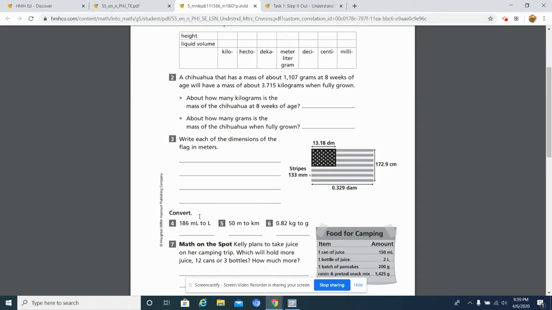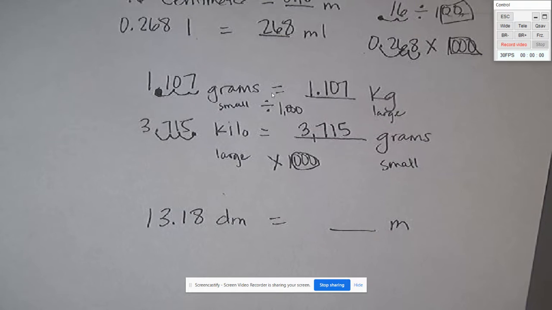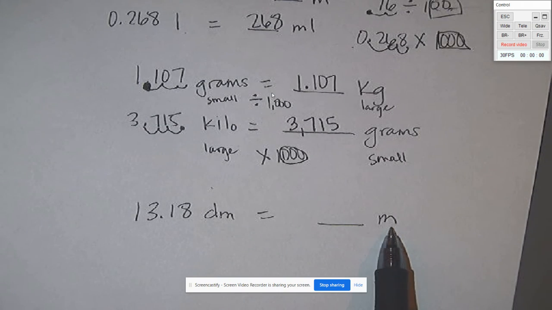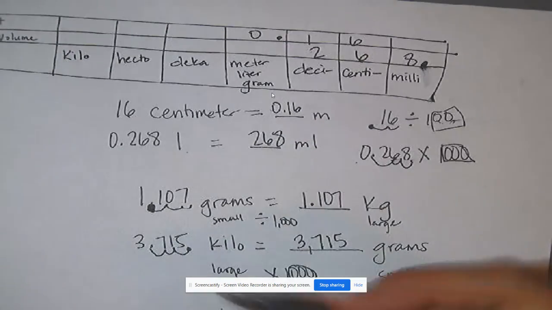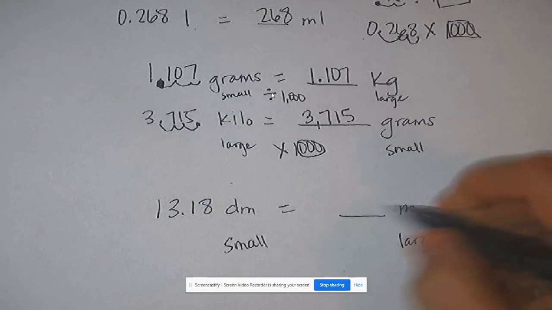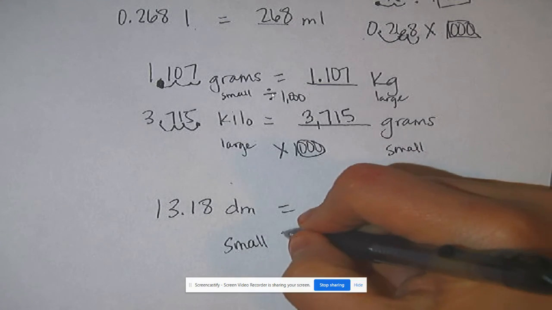Okay, on numbers 3, 4, 5, and 6, I'll do the first one here, but all you're doing is converting, okay? So let's say it wants it to go into meters. Well, we've got decimeters. So we're doing 13 and 1,800 decimeters equals how many meters? Okay, so the first thing we ask is large to small, small to large. Well, decimeters is here, so it's small to large. So fly to horse, divide, of course.